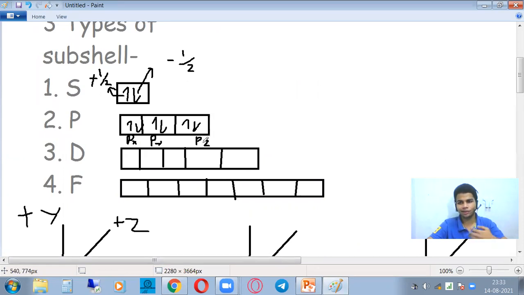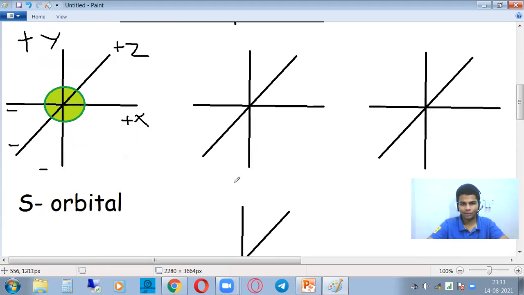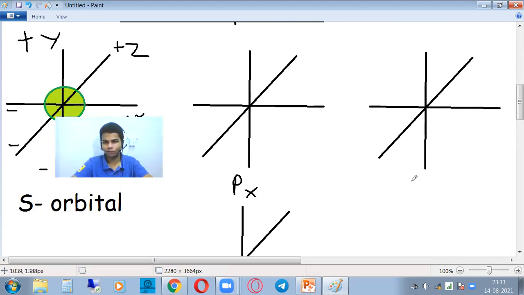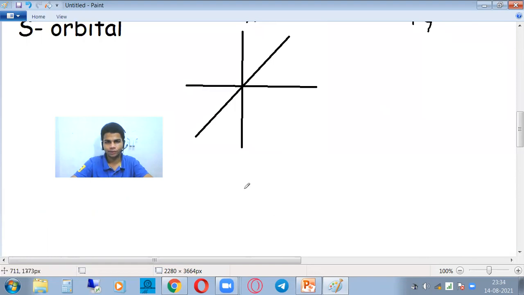And a similar case runs in the d orbital as well. There are five, so the names will be dxy, dyz, dzx, dx squared minus y squared, and dz squared. So let us discuss the p orbital. Let us assume this is the px orbital. This one we are assuming as the py orbital. But last but not least, this one we are assuming as the pz orbital.